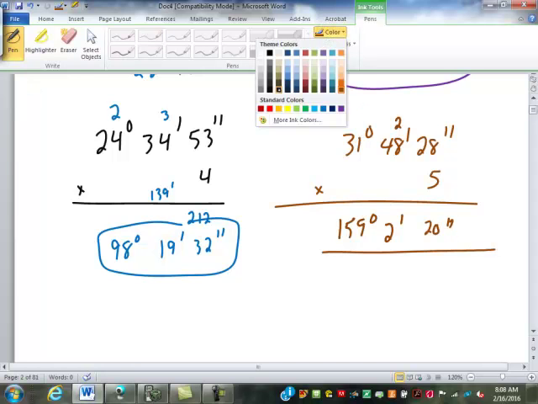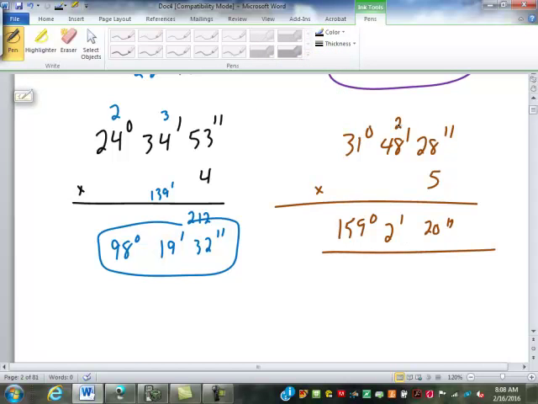Is this looking like Greek to you over there, Dustin? Yeah. The key is it's 60 minutes in a degree, 60 seconds in a minute.